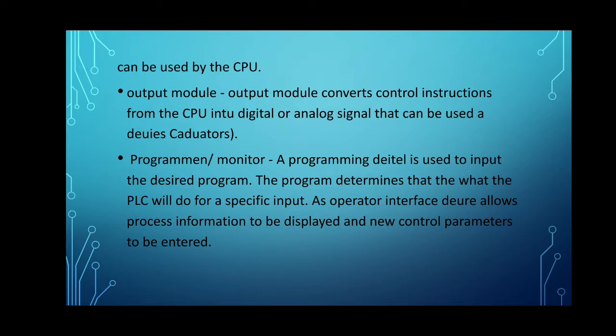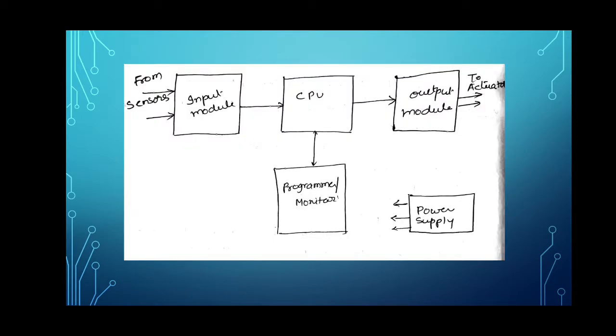So we can see the diagram here. This is the simplified diagram which connects different units of the PLC. From the sensor, input is given to the input module, then to the CPU. Input to the CPU is from the input module as well as the programmer monitor. Then the output module is connected with the CPU. Then the output is connected to the actuator. The power supply is used to supply DC for different sections.